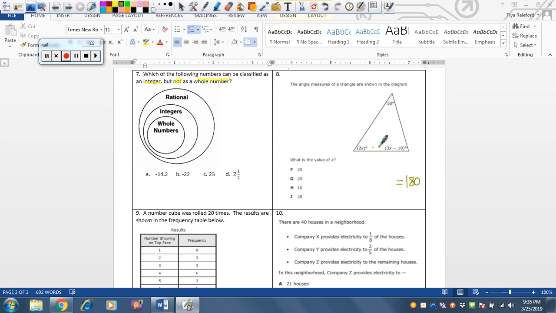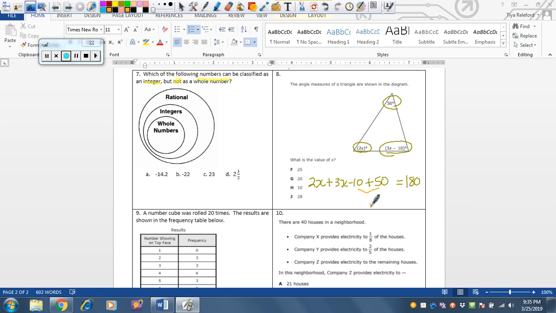180. So we're going to start here. 2x plus 3x minus 10 plus 50 all has to equal 180. Now this is the part I tell you we don't teach it to you this year. We don't teach it to you till next year, but we expect you to do it this way.